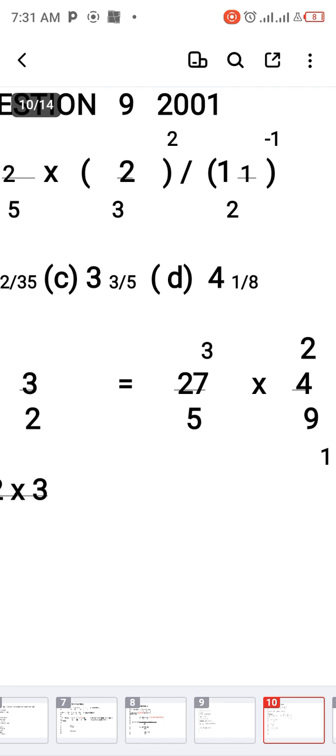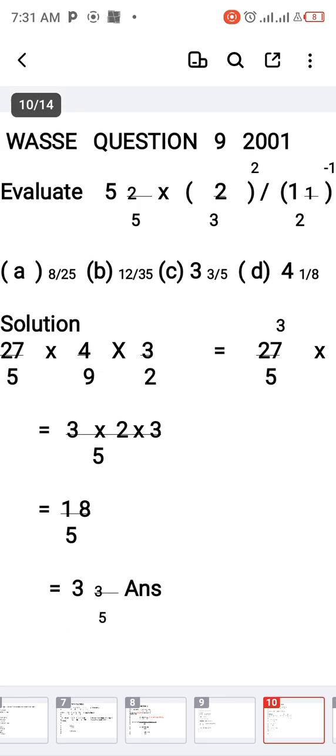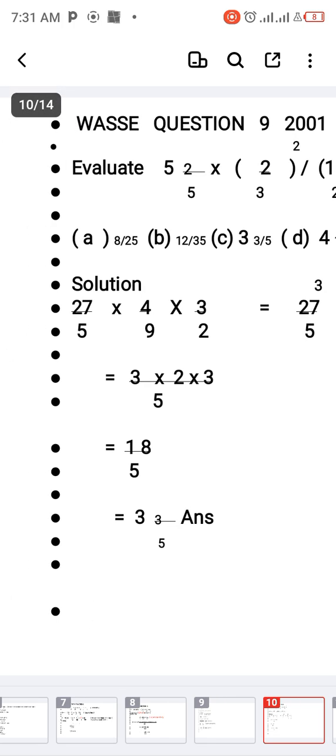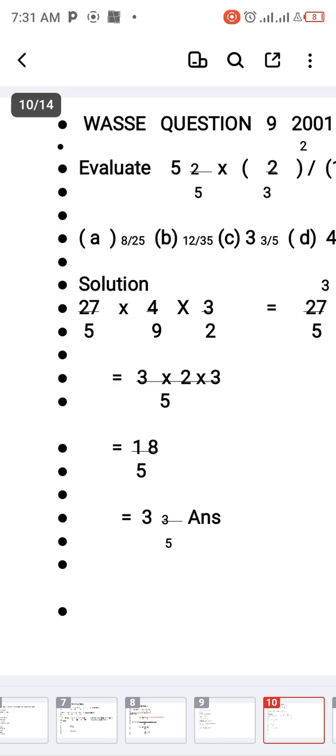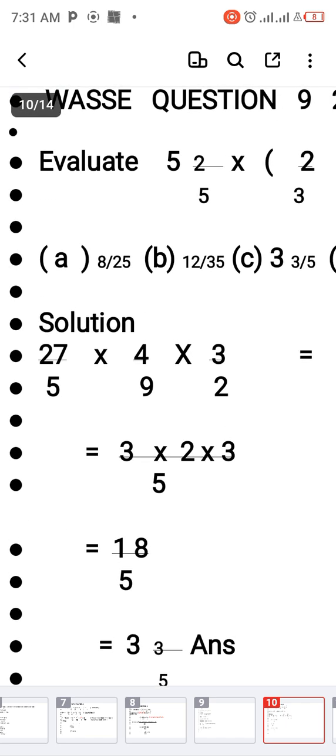Any number raised to a negative power is the reciprocal of that number. So 3 over 2 raised to power of negative 1 is the reciprocal of that number. It becomes 2 over 3. On that note, we proceed. So this first one, we change it to an improper fraction. That is 27 over 5.